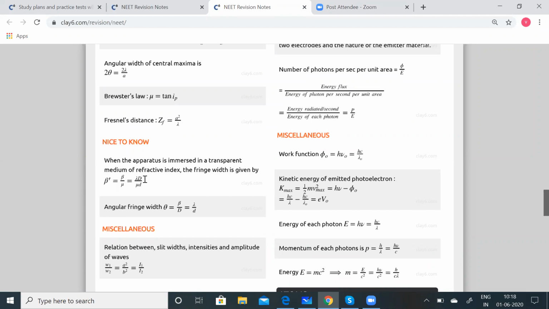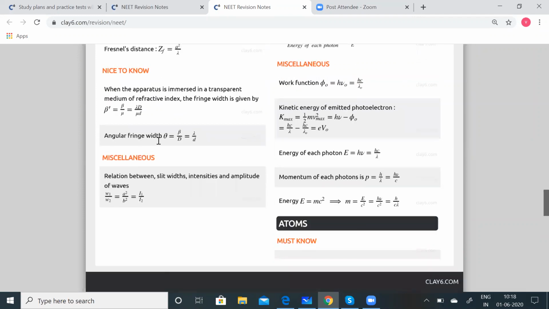Lambda is the wavelength. Angular fringe width theta is equal to beta by D, which is equal to lambda by d. So having known all the values, you can actually calculate the angular fringe width. This is not very important, but still you can know it. Relation between slit widths, intensity and amplitude of waves: W1 by W2 is equal to a squared by b squared, which is equal to I1 by I2.